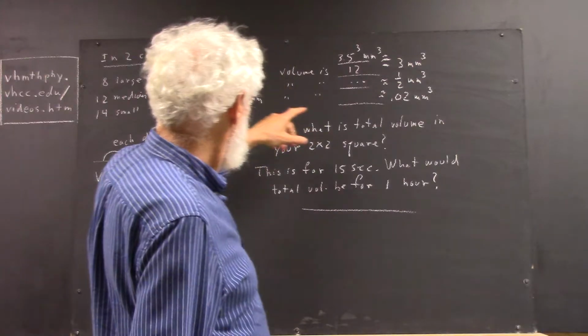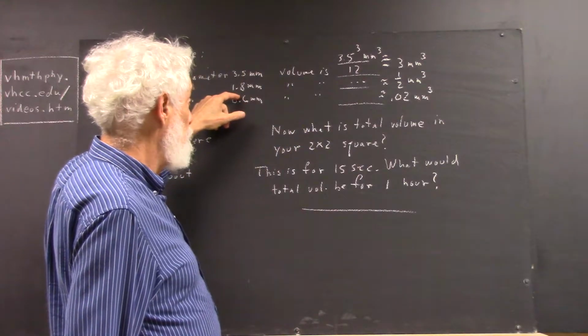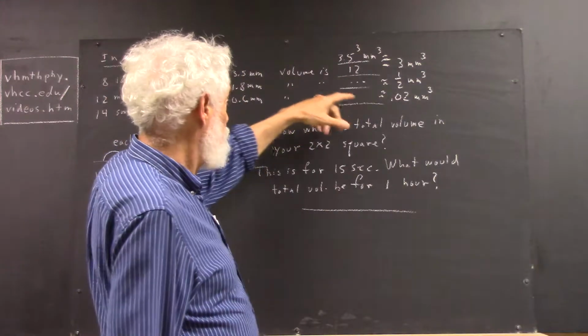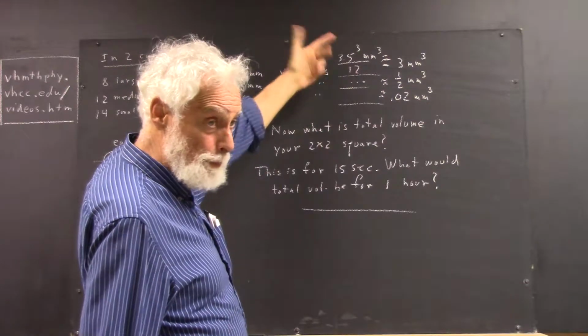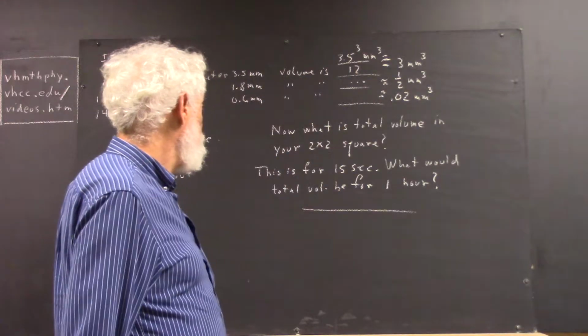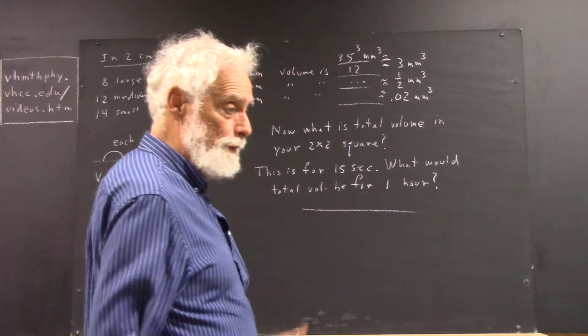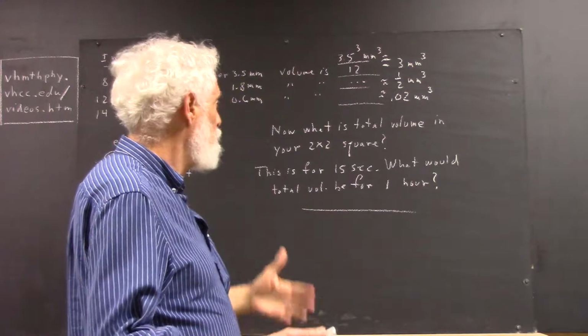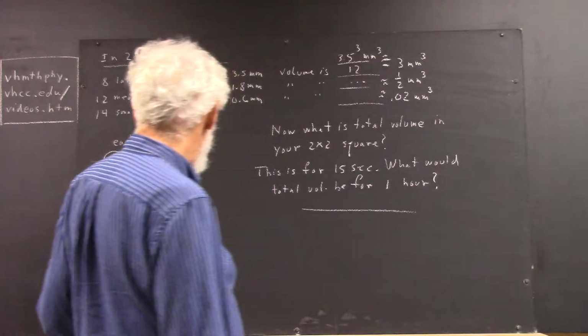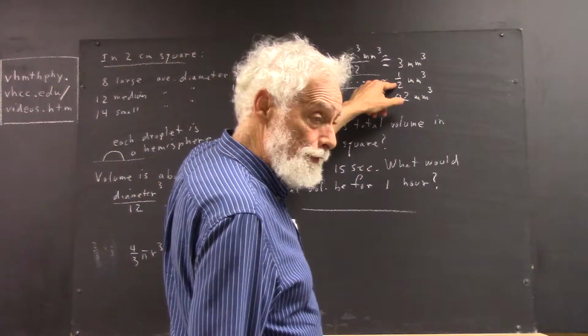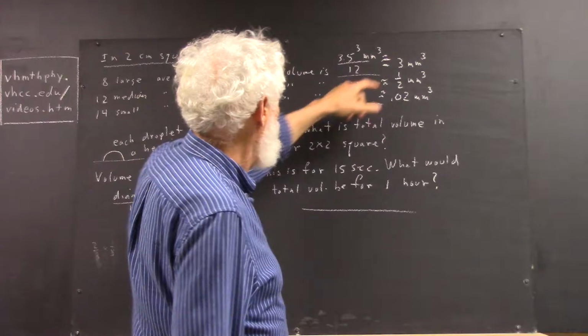Okay? Now, if the diameter is 1.8 millimeters, well, we do the same calculation. Instead of 3.5, we're going to have 1.8, obviously. And 1.8 squared is 3.24. And then 1.8 times 3.24 is pretty close to 3 times 2, or 6. And 6 divided by 12 is 1/2. So we're saying that these are 0.5 cubic millimeters.